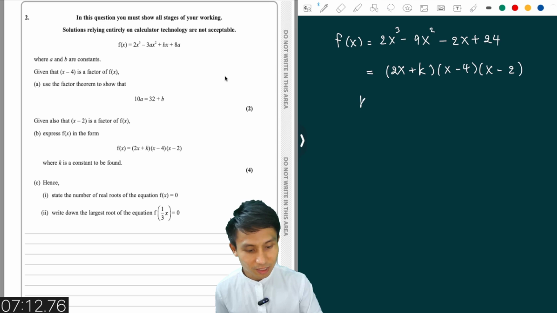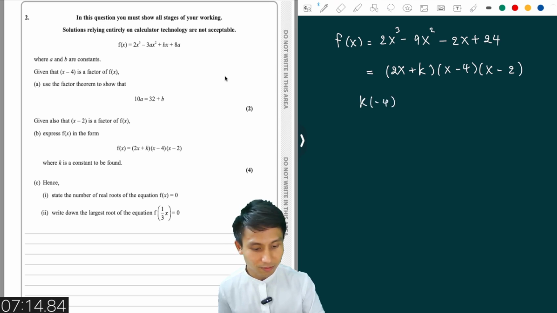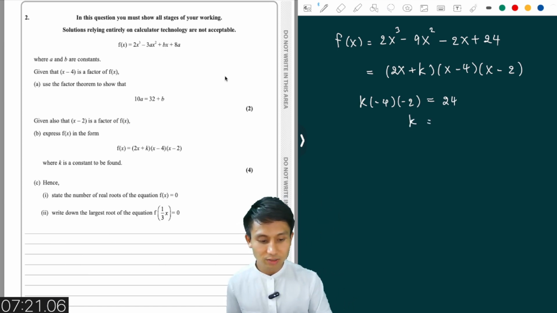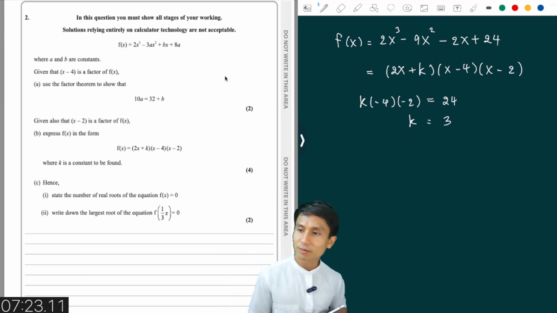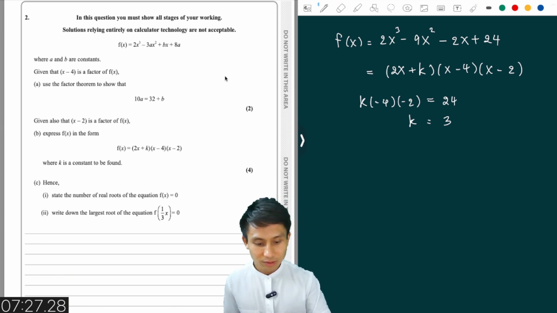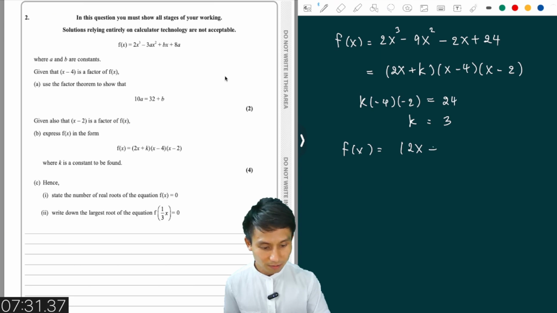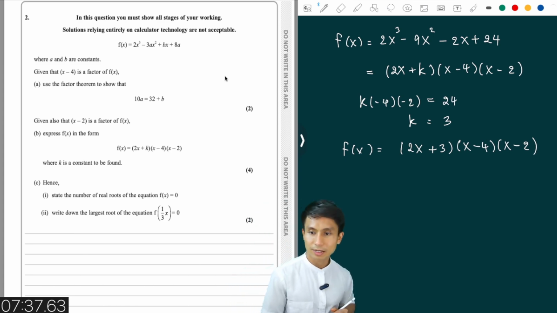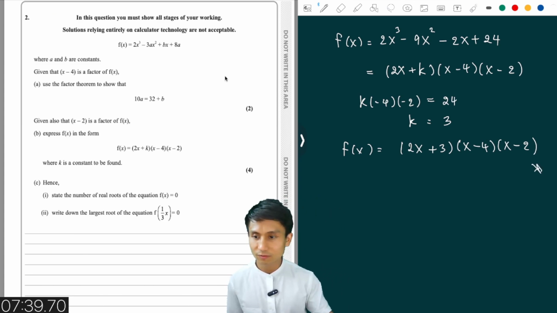So that is, multiply minus 4 multiply minus 2 should give us 24. Okay, so k is just 3 if you divide everything by minus 4 and minus 2. Yeah? So that means f(x) is therefore 2x plus 3 instead of just having a k there. Okay, that's it. So that's our answer for part B.